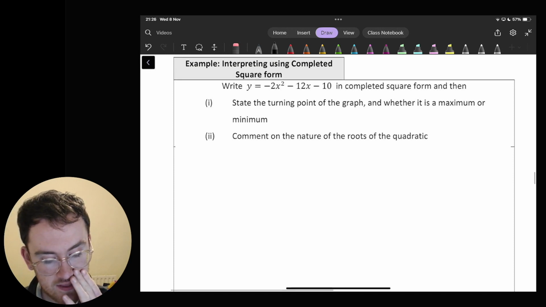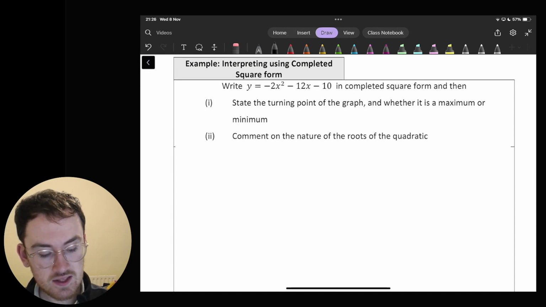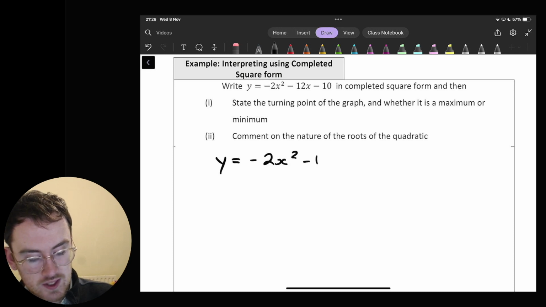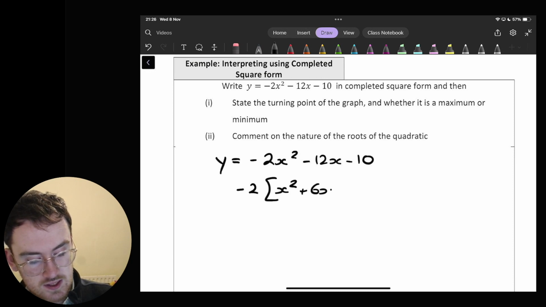So write this quadratic in completed square form, state the turning point, whether it's a max or min, and comment on the nature of the roots. So let's just start by completing the square. Writing out my question, I'm going to start by factoring out my minus 2, and I get x squared plus 6x plus 5. As before, 6 over 2, which of course is 3, we're going to square it and get 9.